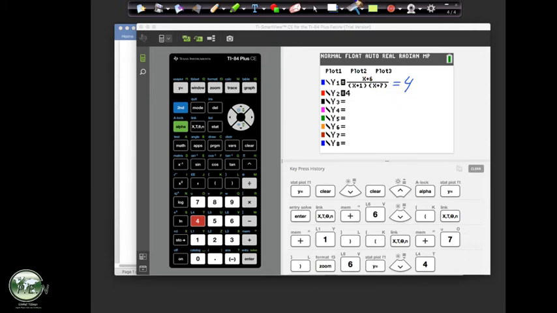Clear that off. You wish you could write on your calculator and just erase like that. It's kind of cool. I like it. We graph both sides, and where's the intersection? Where's the answer going to be?